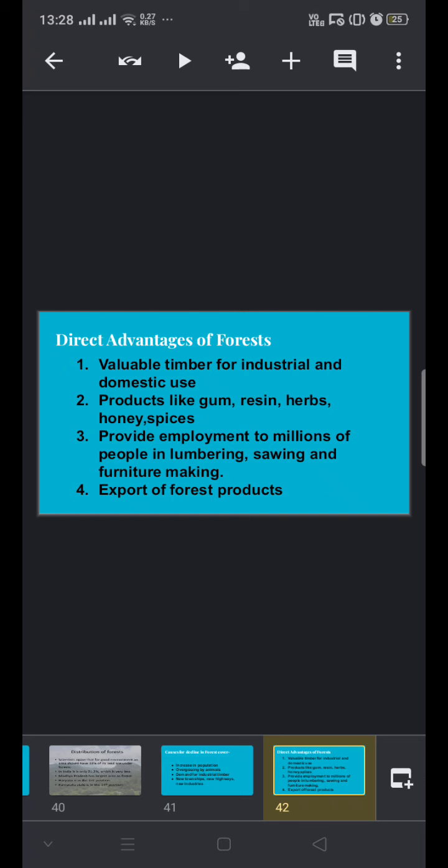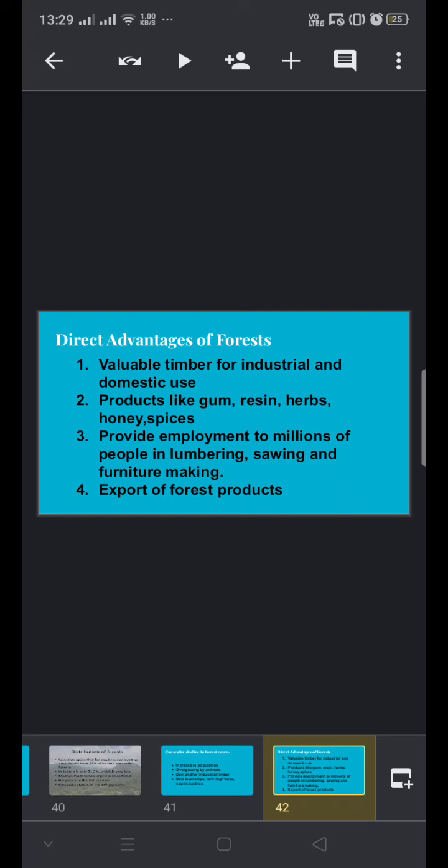Now, forests are very important in our lives, you know. Something that we are directly getting from the forests, we call direct advantages that we are availing from the forests. Firstly, the valuable timber for the industrial and the domestic use that we are taking. So we are getting that from the forest itself. Apart from that, we are getting gum, resin, herbs, honey, spices. All these things we are getting from the forests.